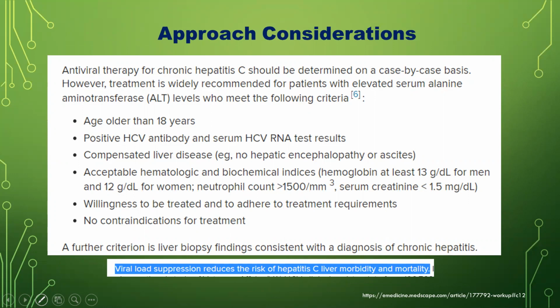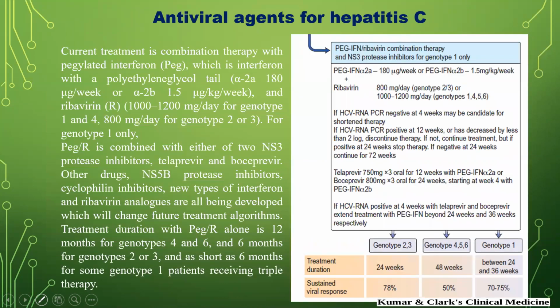However, treatment is widely recommended for patients with elevated serum aminotransferase levels who meet the following criteria: older than 18 years, positive hepatitis C antibody and serum RNA results, compensated liver disease, acceptable hematologic and biochemical indexes, willingness to be treated and adhere to treatment requirements, and no contraindication for treatment. A further criterion is liver biopsy findings consistent with the diagnosis of chronic hepatitis. Viral load suppression reduces the risk of hepatitis C liver morbidity and mortality.